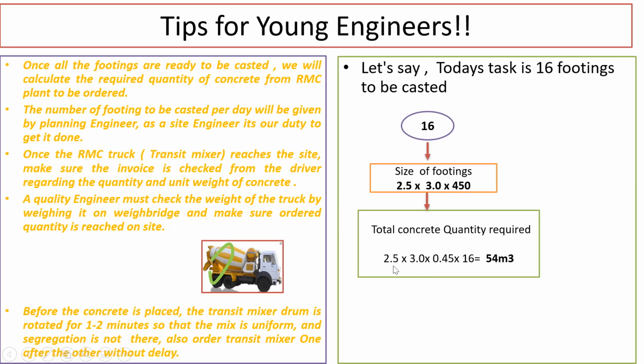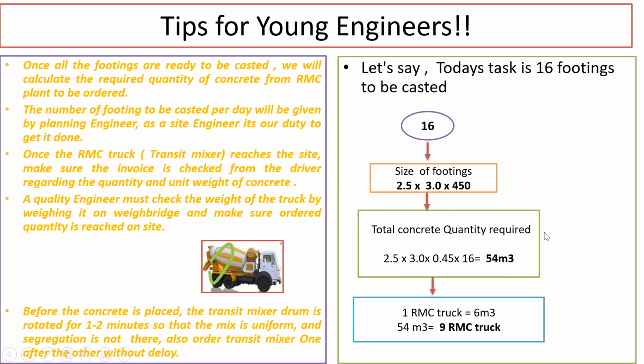It's again a simple calculation. I need to find the volume of the concrete. So volume will be length 2.5 into 3 meter into 450 mm. I need it in meters, so I convert it to meter and write it as 0.45. This was for one footing, right? How many footings do I have to do per day? 16 footings. So into 16, I get 54 m³ of concrete required to cast the 16 footings. Imagine you're placing an order and he has only 6 m³ vehicles at present. So what are you going to do? If 6 m³ is the capacity of a single truck, then for 54 m³ of concrete, how many trucks are required? I require 9 RMC trucks to be ordered.